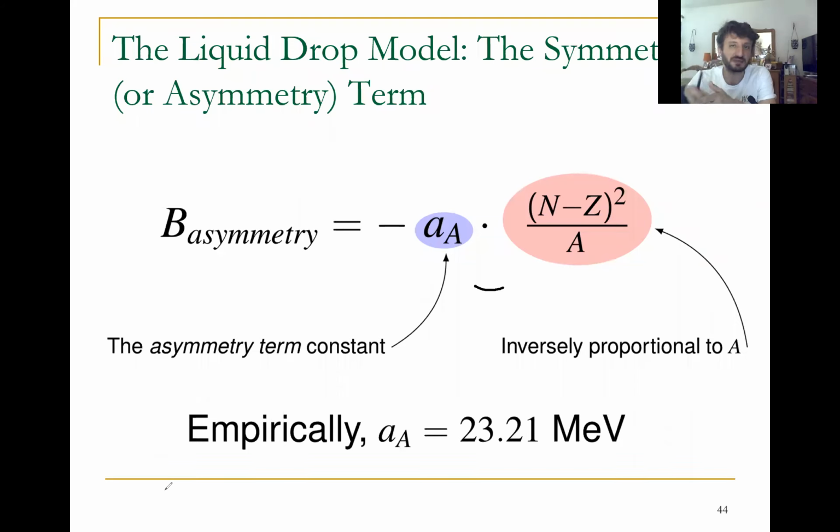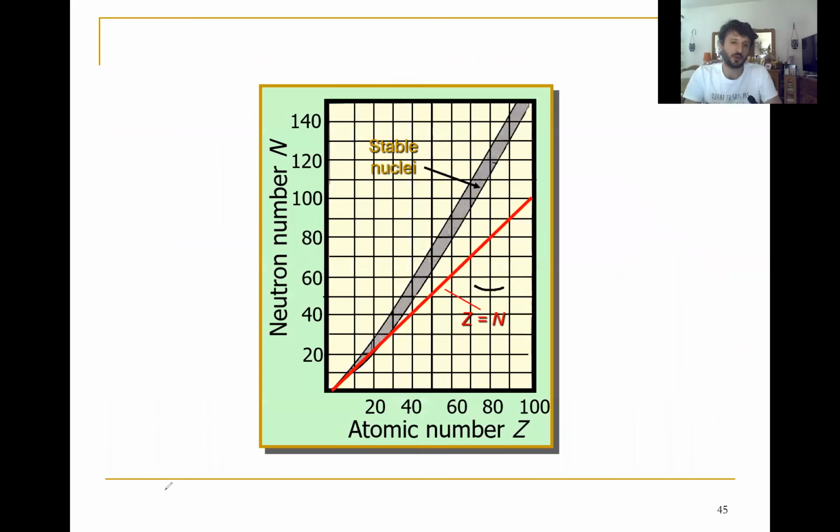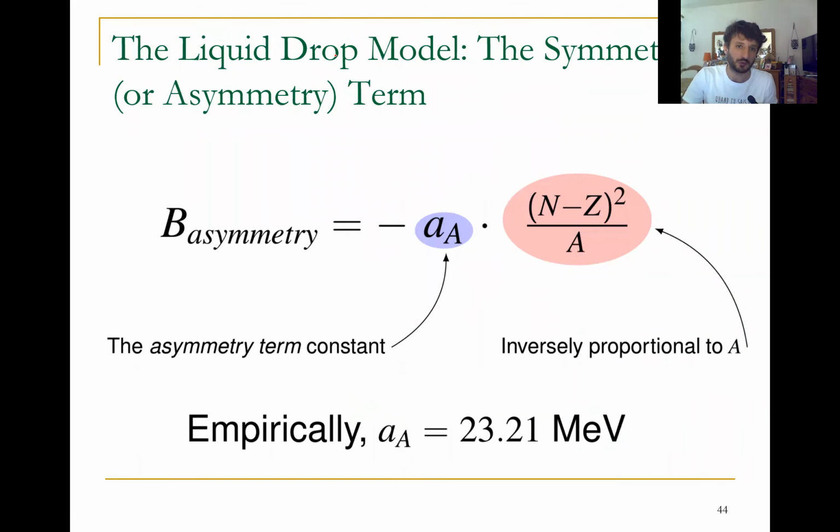The symmetric term, or asymmetric term. You know, when we talked about the neutron number as a function of the atomic number, all the stable nuclei have more N than Z. The number N is slightly bigger than Z, so we don't have a symmetric number of N and Z. Only in the case of lighter nuclei do we have the same number of N and Z. But here, we don't have this symmetry, so we must take this term into account.